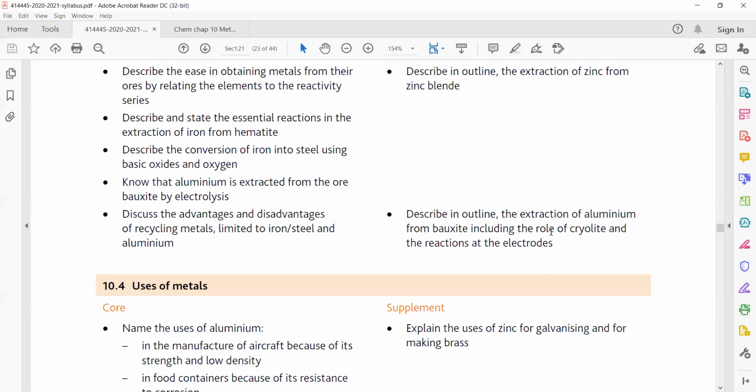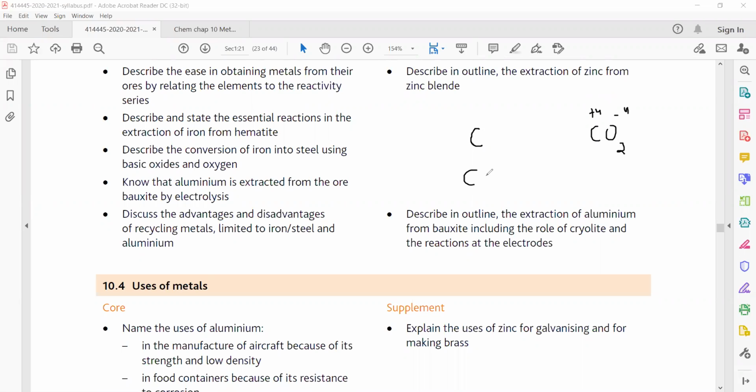Which is the stronger reducing agent? Carbon monoxide is a stronger reducing agent than carbon. Because in carbon, the oxidation number is zero. But in carbon dioxide, each oxygen is minus two, so two oxygens will be minus four. So that is plus four.